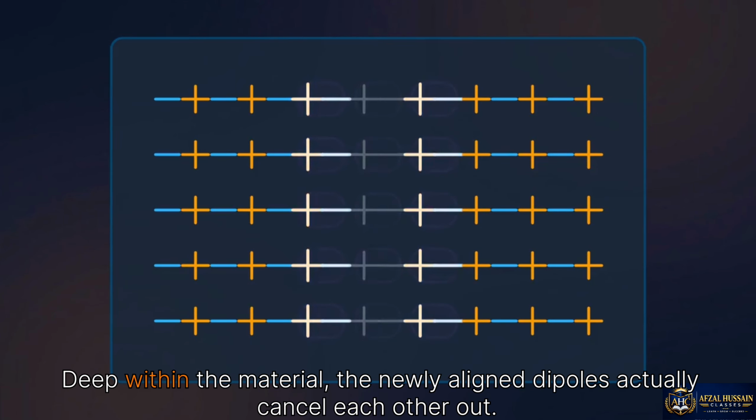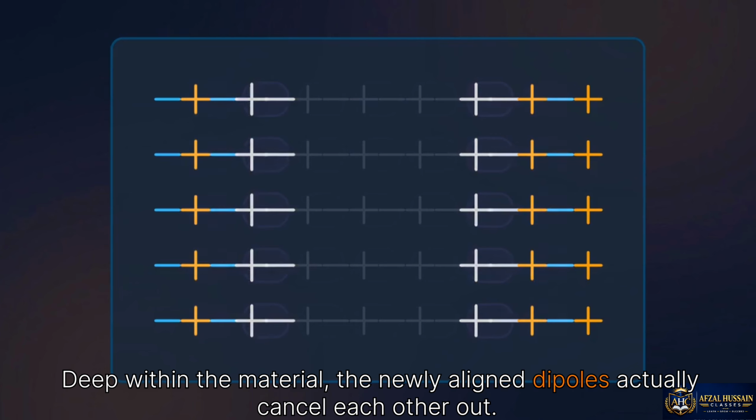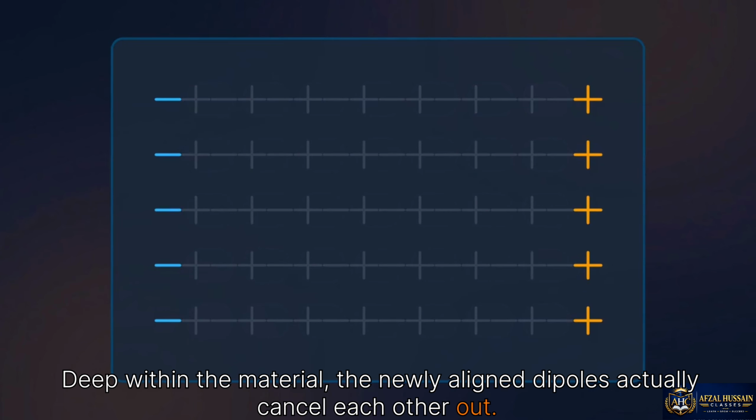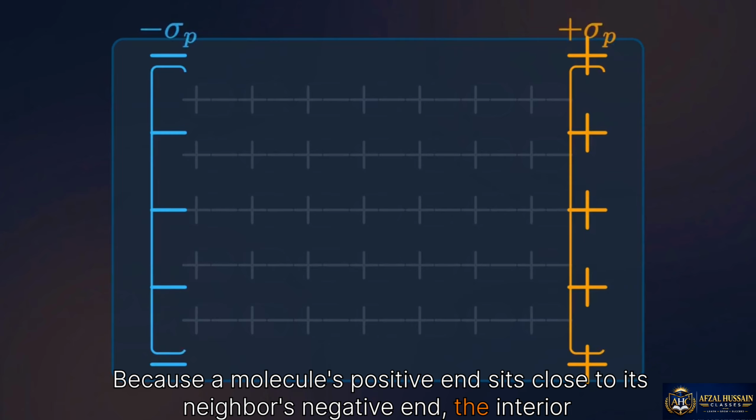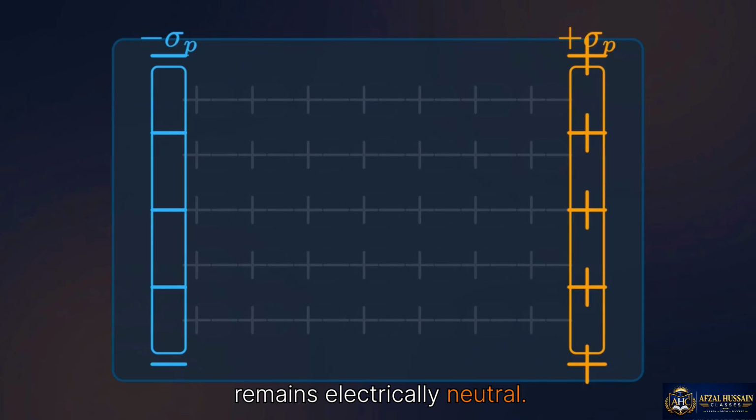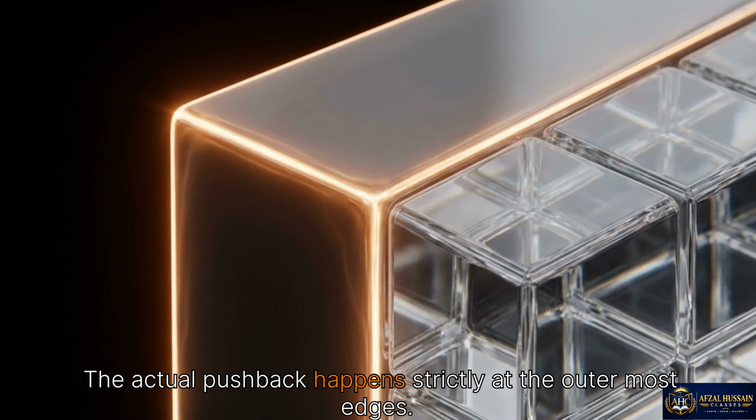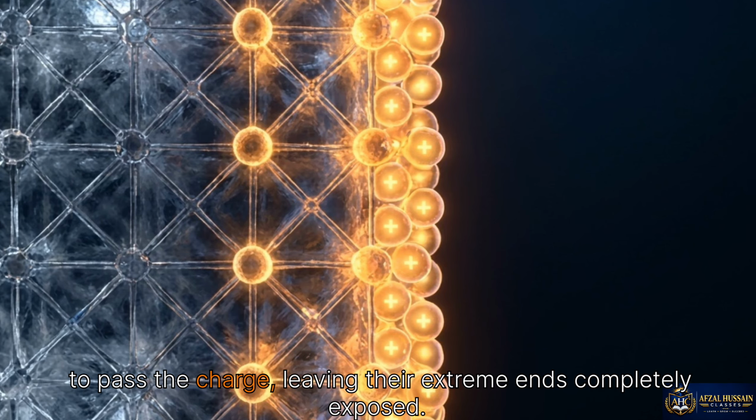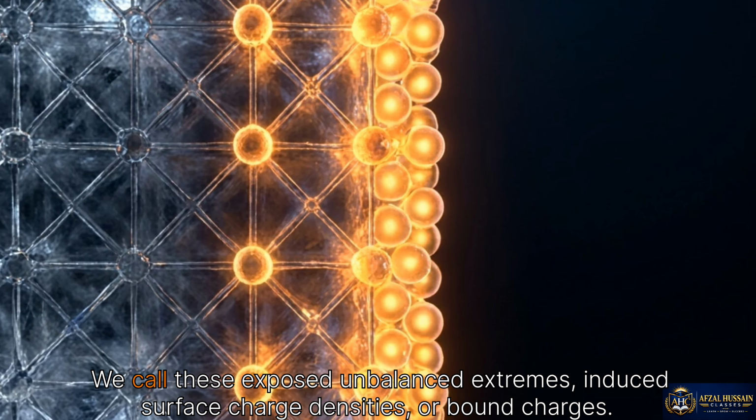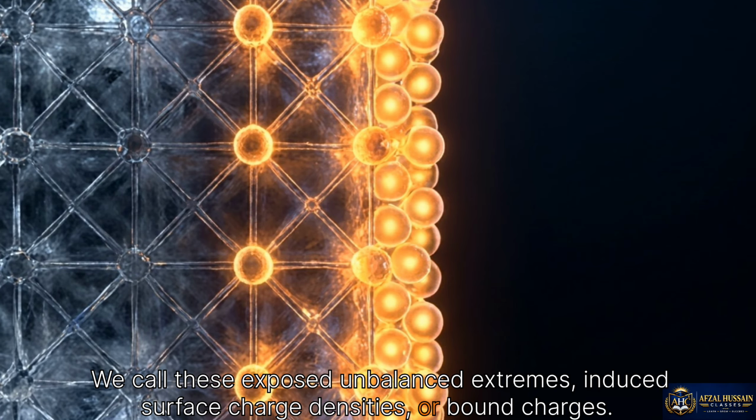Deep within the material, the newly aligned dipoles actually cancel each other out. Because a molecule's positive end sits close to its neighbor's negative end, the interior remains electrically neutral. The actual pushback happens strictly at the outermost edges. At the macroscopic surface of the material, the very last layer of molecules has nowhere to pass the charge, leaving their extreme ends completely exposed. We call these exposed, unbalanced extremes induced surface charge densities, or bound charges.